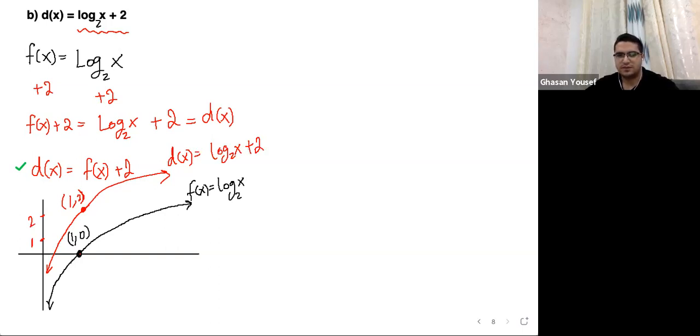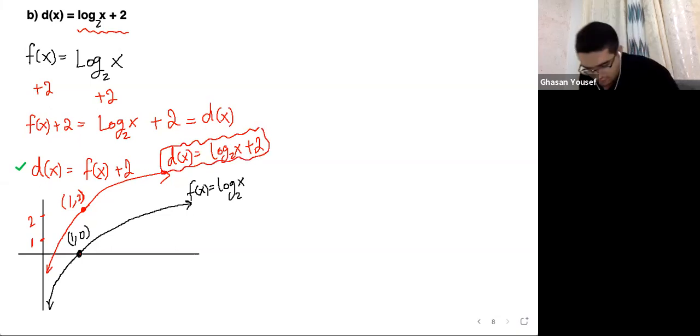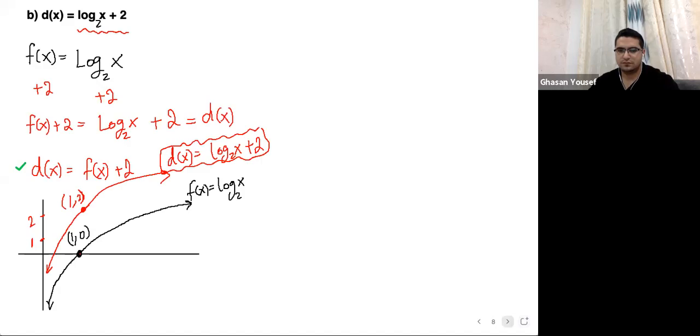Okay, any questions for this one? Is it clear? Okay, if it's clear, let's go to the common logarithm. By the way, I want to graph this. This means we have to shift it 2 units up. All the points should move 2 units up.